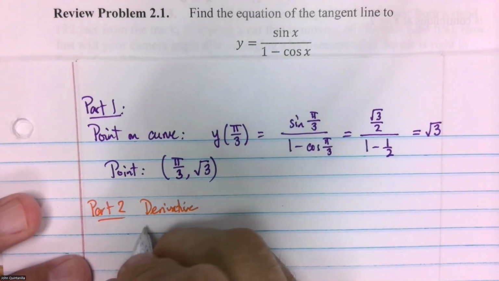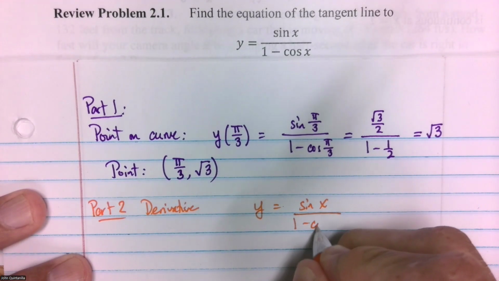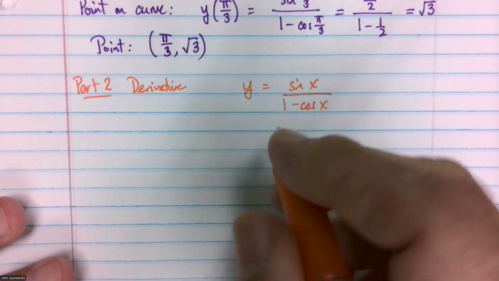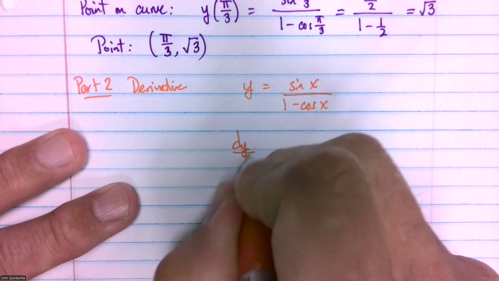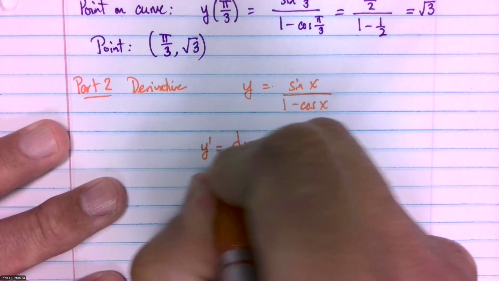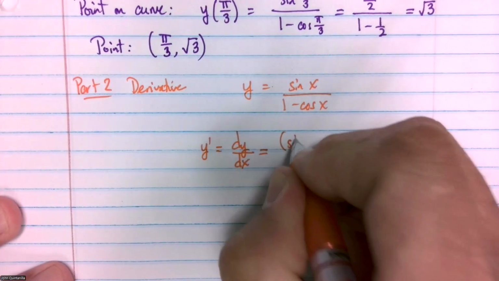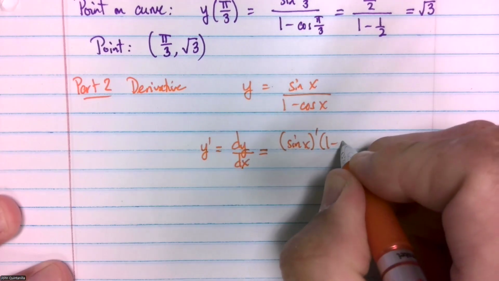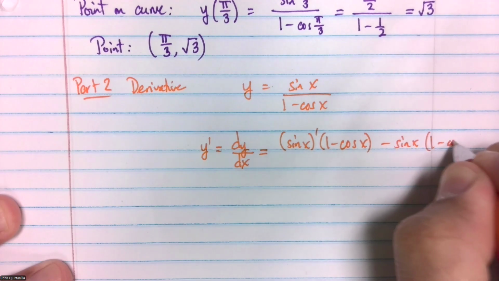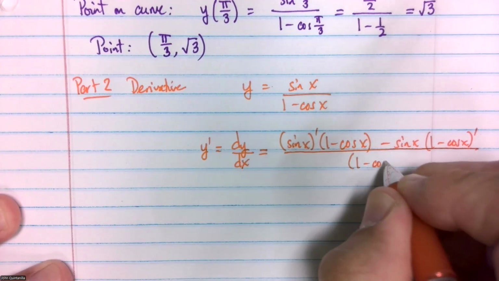Okay, and so to find the derivative, we have that y is equal to sine of x over 1 minus cosine of x. So let me copy that over before I scoot that out of frame. And so to find the derivative, and I could write that as dy dx or y prime, it doesn't really matter, I use the quotient rule. So the derivative of the top times the bottom, minus the top times the derivative of the bottom, all over the bottom squared.